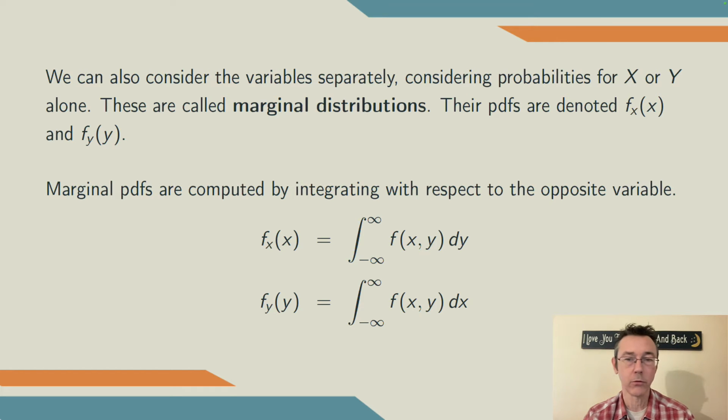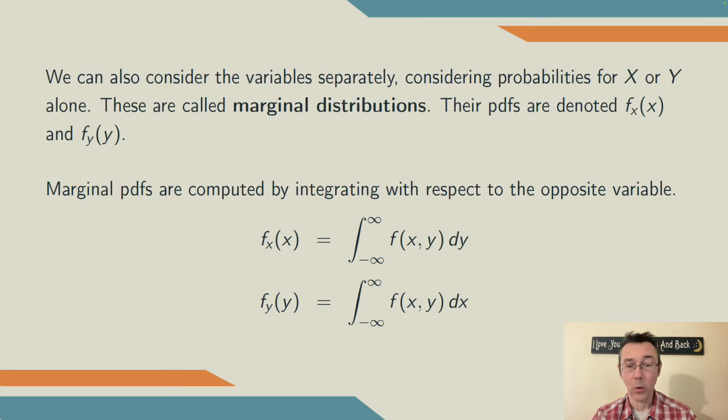So the subscript is reminding you that it is a marginal distribution with respect to that variable, and then the inside of the function is just, of course, the value of the random variable that you're interested in. We compute marginal PDFs by integrating out the other variable. So, for instance, to find the marginal PDF of x, f sub x of x, we integrate that joint PDF f of x comma y from y equals negative infinity to y equals positive infinity.